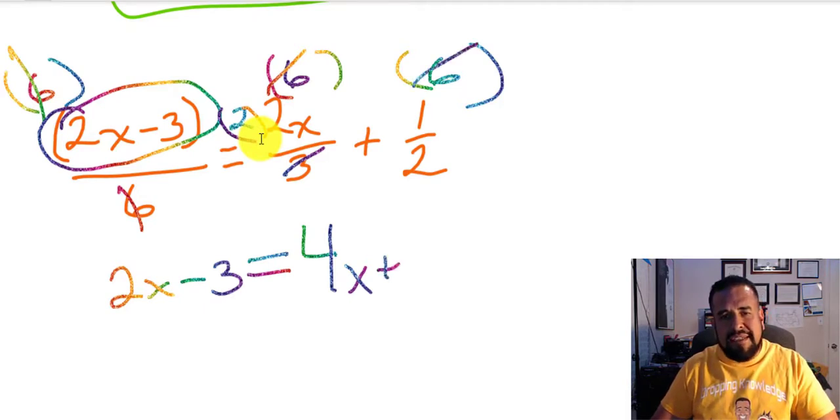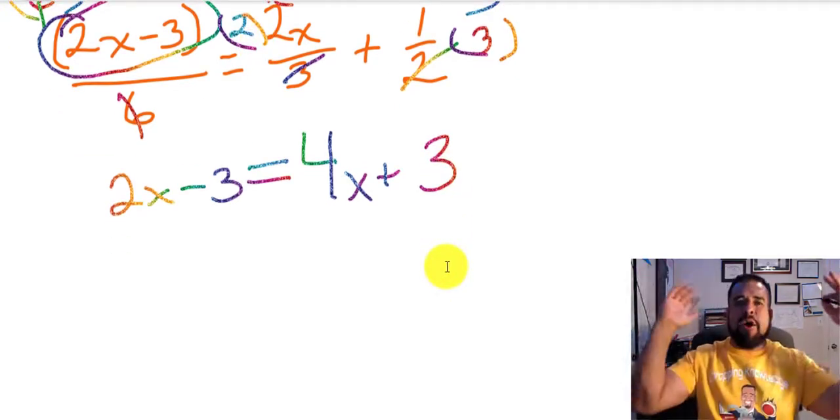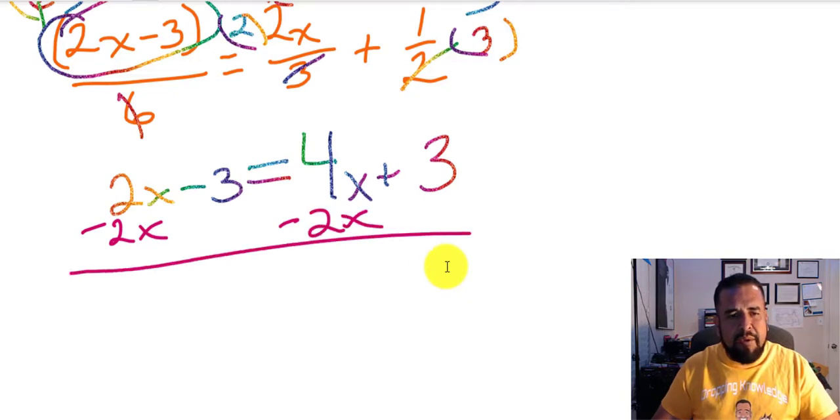Next, 6 divided by 2 is 3. And then 3 times 1 is 3. Notice, I've gotten rid of the fraction. That was my ultimate goal. From here, let's just go ahead and solve it since we're here already. We have what? Let's move it here. 2x minus 2x. That will be my first step.